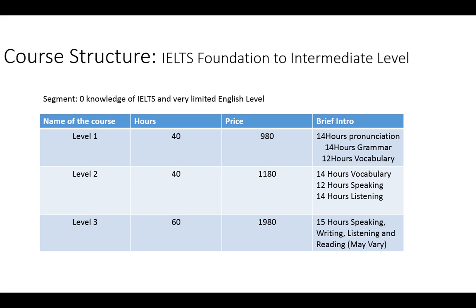And then comes the level 3 courses, and in this module there will be 60 hours in total, and the price will be around $2,000, and specifically $1,980. So basically the 60 hours will be divided into 4 parts evenly. So 15 hours of speaking, writing, listening, and reading. So basically that will be the general structure.